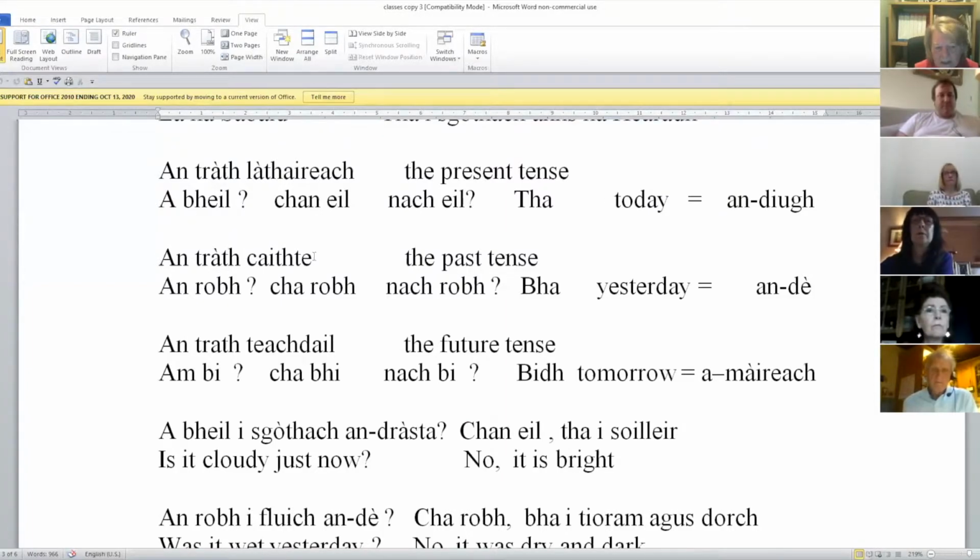Entra, ceithre is the past tense. In ro, charo, nachro, va. And that yesterday is in ge. Entra, chachgar is the future tense. In bi, a bi, nach bi, bi. And tomorrow is imaroch. In dew, in ge, imaroch.